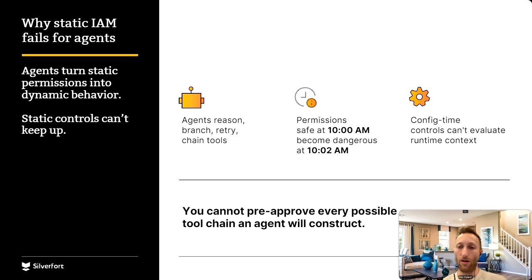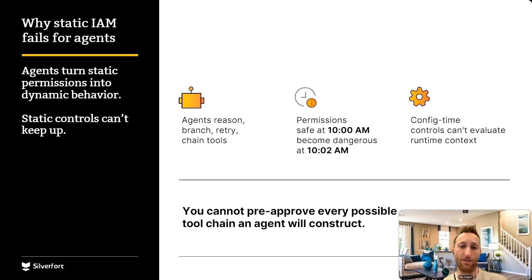So I think what we can all derive from that, and I want you to take a look at that, is why static IAM fails for agents. So in a nutshell, traditional IAM assumes predictable behavior, right? You grant permissions at config time, you audit at review time, you assume a workload does roughly the same thing around every day. The behavior is expected.